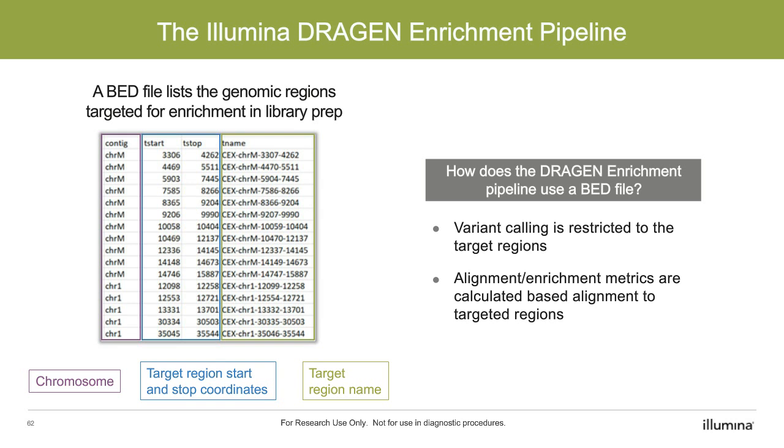So basically what's going to happen is after alignment occurs, the bed file is going to be used during variant calling so that we can hone in our variant calling into these exact regions. We're going to want to do variant calling within the target regions listed here in this bed file. Another thing, our alignment and enrichment metrics are all going to be calculated based on the alignment to these target regions in the bed file.